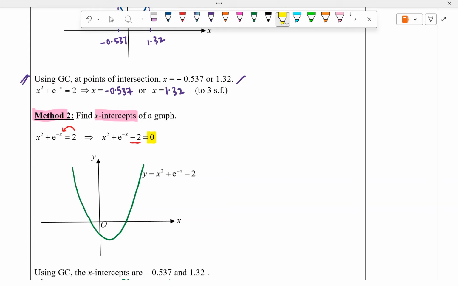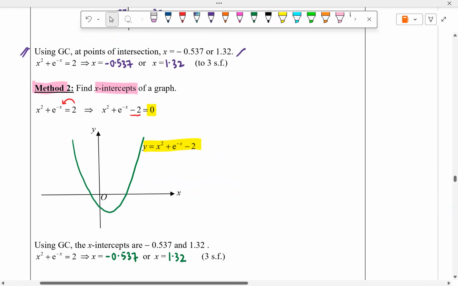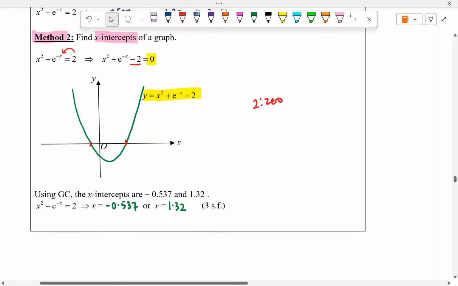Okay, so we are going to sketch in y equals x squared plus e to the power of negative x minus 2 into your y1. And after that, you are going to look for these 2 x-intercepts using the 0 function in the calculate function in the GC. Do your left bound, right bound accurately. The GC should return you these x-intercepts to be negative 0.537 and 1.32. Make sure you can get these 2 x-intercepts using your GC.